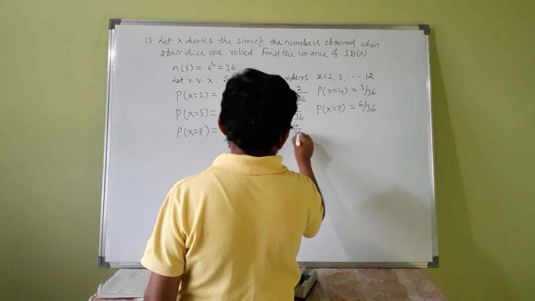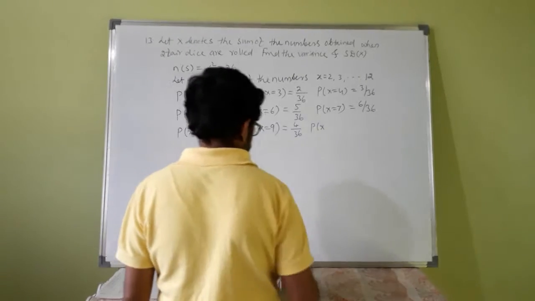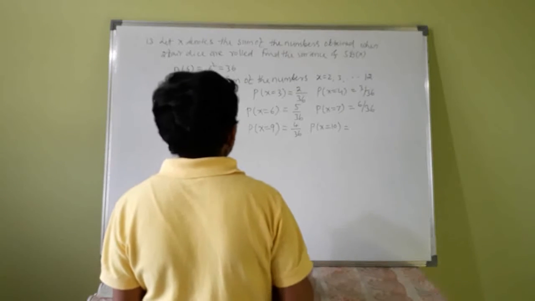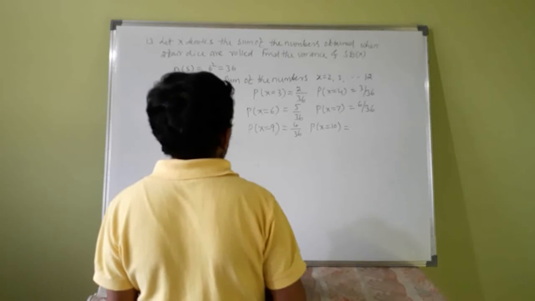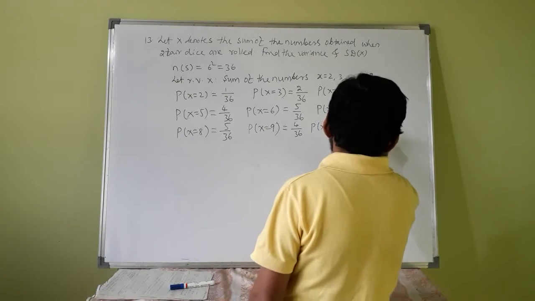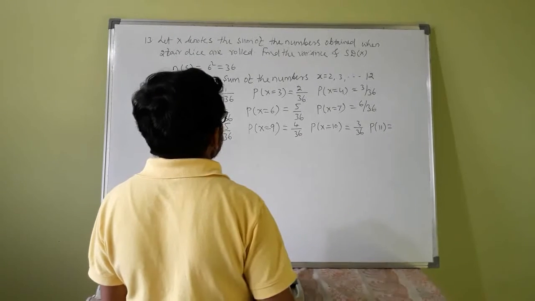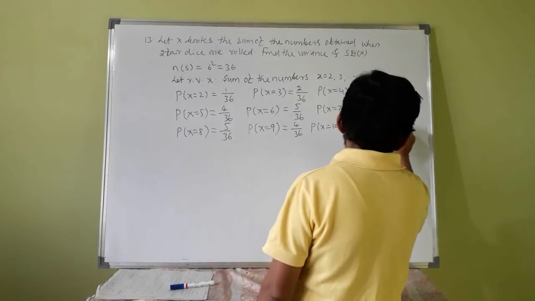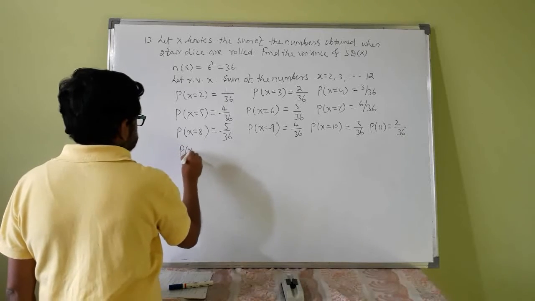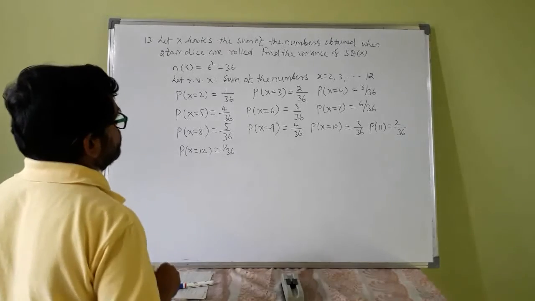4, x is 10. X is 10. 3 by 36. Probability of x is equal to 11, that is 2 by 36. And probability of x is equal to 12, 1 by 36. Okay.